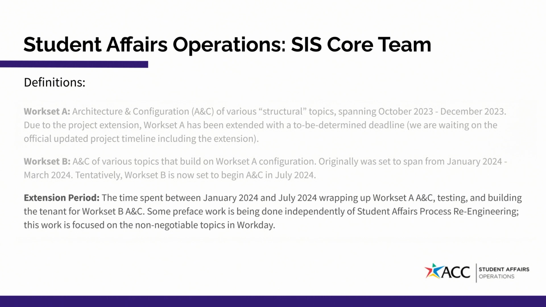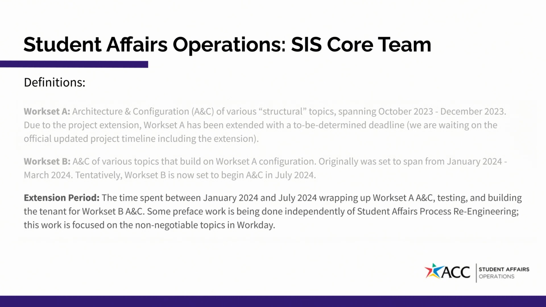There is some preface work being done independently of our student affairs process re-engineering, and this work that's being done is focused on the non-negotiable topics in Workday. What do we mean by non-negotiable topics? These are items that, regardless of what student information system we use, Banner, Colleague, Workday Student, no matter which of those that we use, there are still things that we will do at ACC regardless.